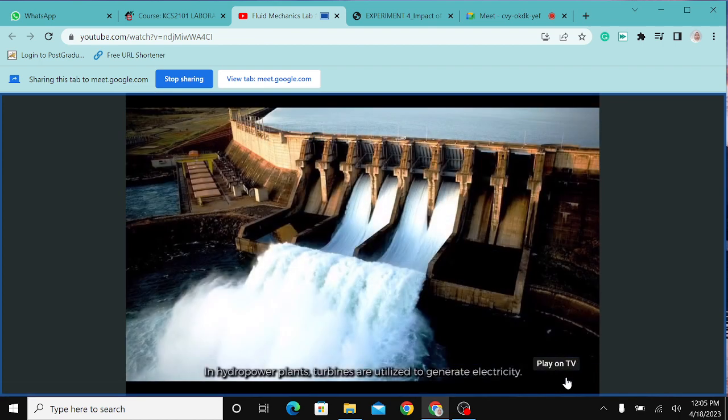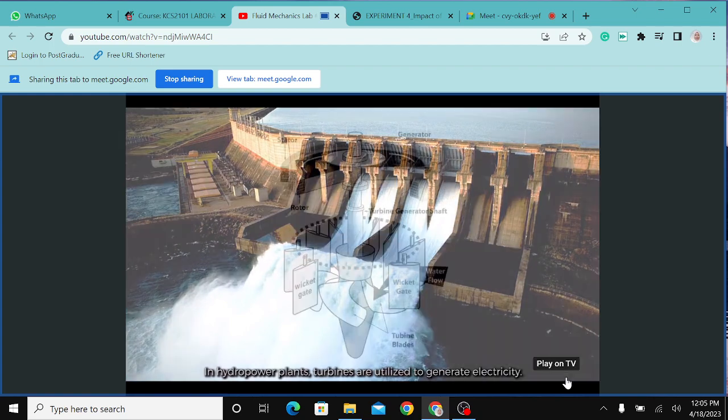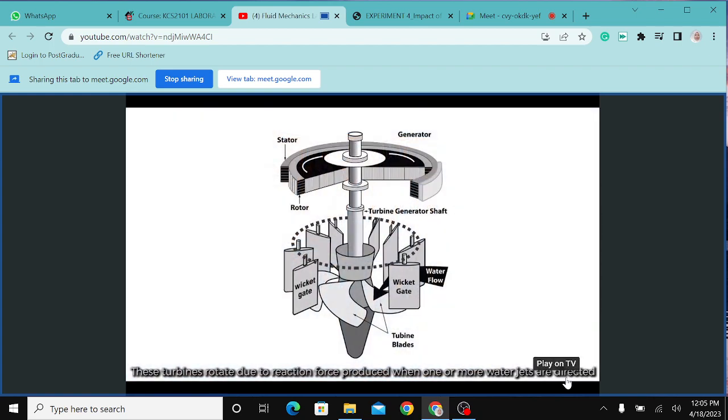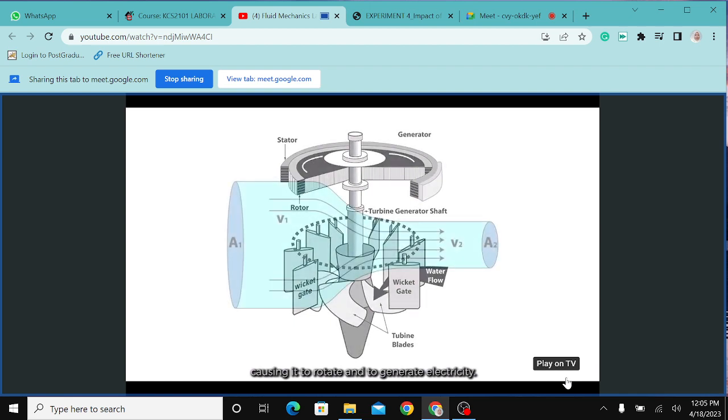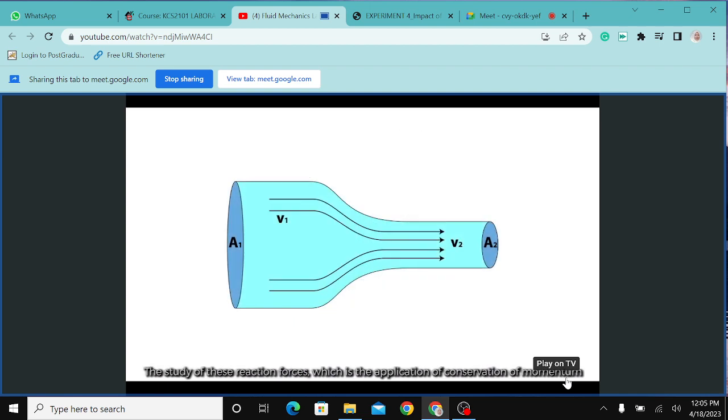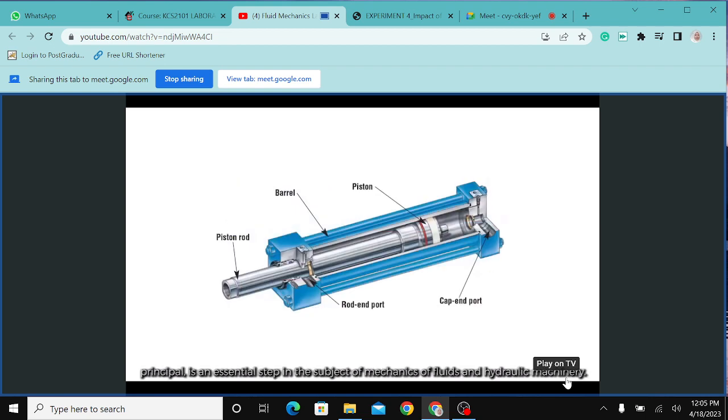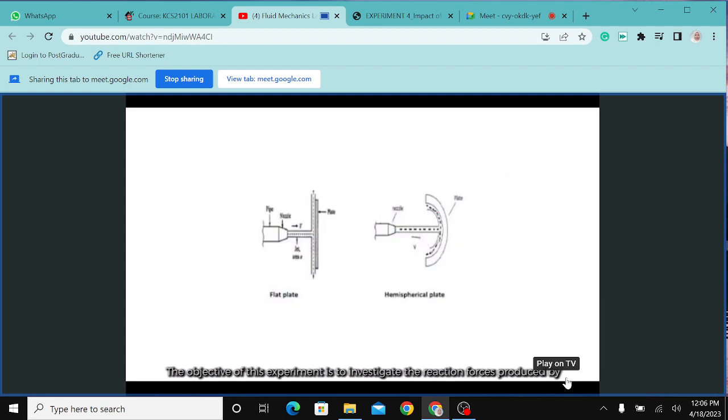In hydropower plants, turbines are utilized to generate electricity. These turbines rotate due to reaction force produced when one or more water jets are directed tangentially onto vanes or buckets that are fastened to the rim or the turbine disc. The impact of the water on the vanes generates a torque on the wheel, causing it to rotate and generate electricity. The study of these reaction forces, which is the application of conservation of momentum principle, is an essential step in the subject of mechanics of fluids and hydraulic machinery.